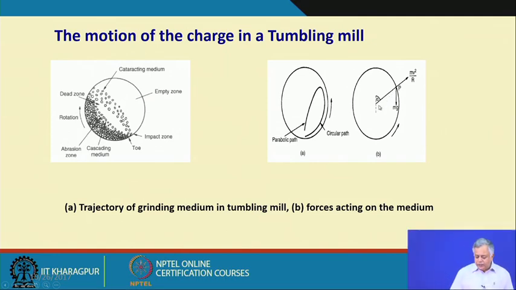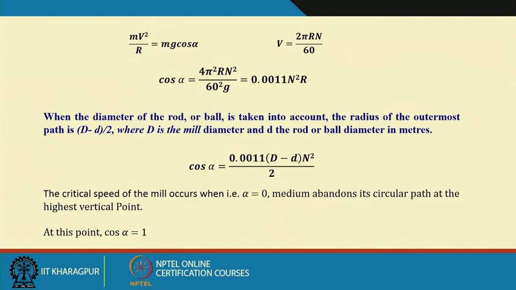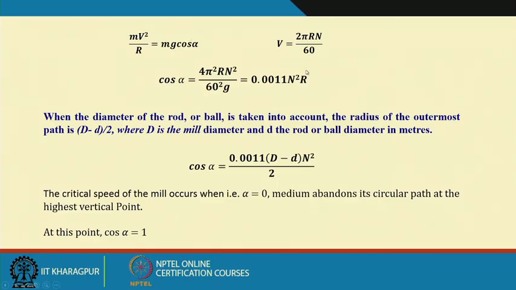So, what we can write is mv square by r is equal to mg cos alpha, because if this is alpha, this is also alpha. So, that is mv square by r is equal to mg cos alpha, and what is the v here? What is the velocity? It is 2 pi r n, where n is the rpm. RPM means revolution per minute, so we have to get it into the unit of seconds. So, we can write v is equal to 2 pi r n by 60, because n is the revolution per minute.